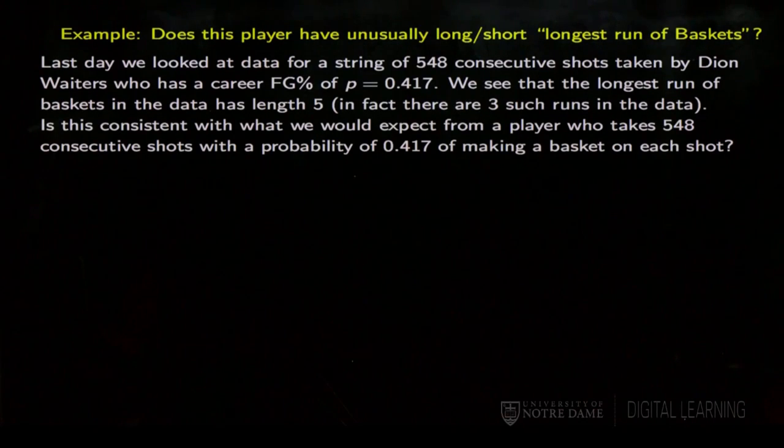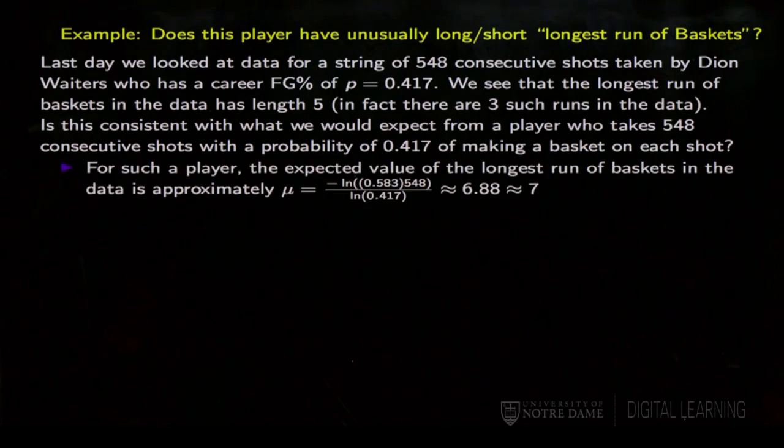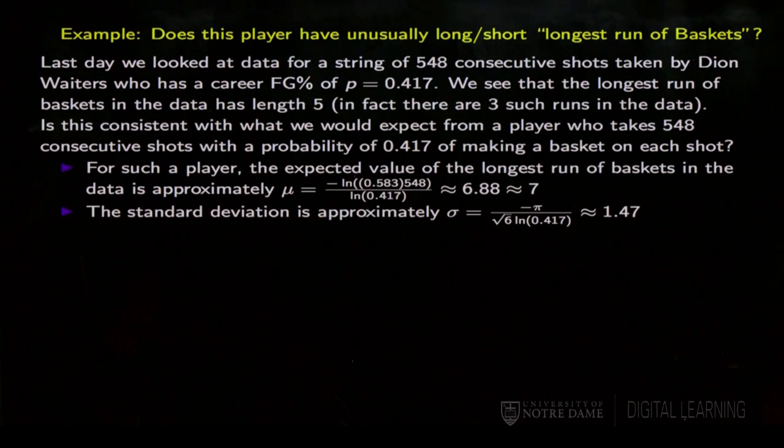And in this experiment, we also calculated what we might expect for the length of the longest run in the data. The expected length of the longest run of baskets in the data was minus the natural log of 1 minus p times k over the natural log of p, and that was approximately 7, or approximately 6.88. Now the standard deviation, according to our formula, is minus pi over the square root of 6 times the natural log of p, and that's approximately 1.47.